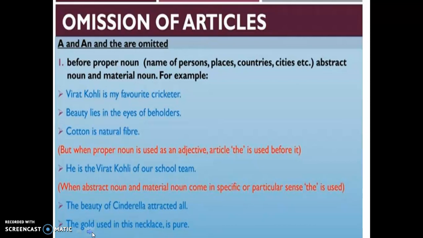For example, Virat Kohli is my favorite cricketer. Beauty lies in the eyes of beholders. Cotton is a natural fiber. But when a proper noun is used as an adjective, the article the is used before it. He is the Virat Kohli of our school team. When abstract nouns and material nouns come in a specific or particular sense, the is used. The beauty of Cinderella attracted all. The gold used in this necklace is pure.